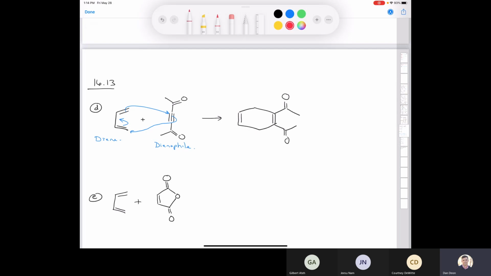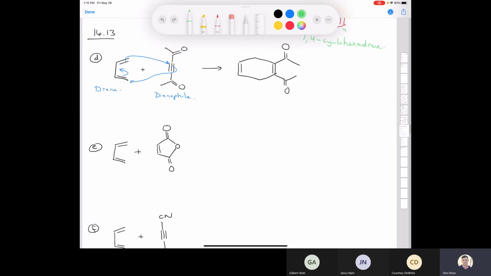Oops, where's my red pen? It's nice to know how to name a few of these molecules. So if you have 1, 2, 3, 4, 5, 6, this is called 1,4-cyclohexadiene. Okay, so that's an analog of 1,4-cyclohexadiene. All right, let's take a look at the next one.